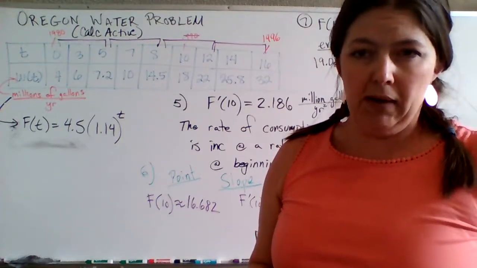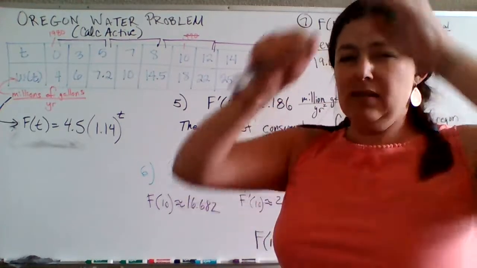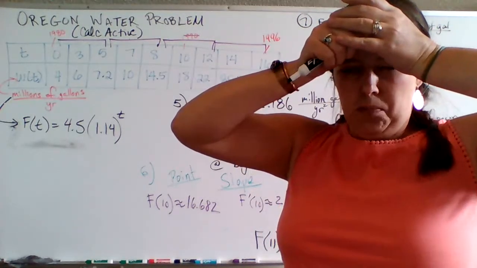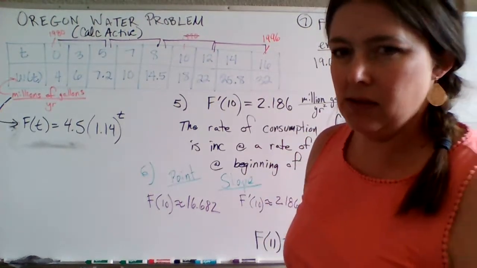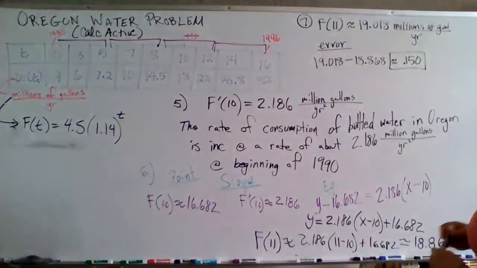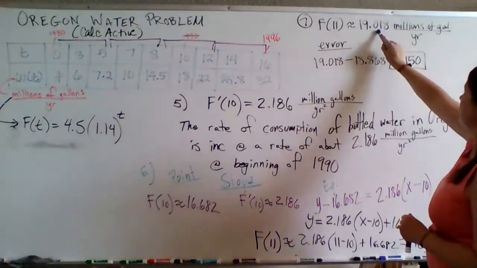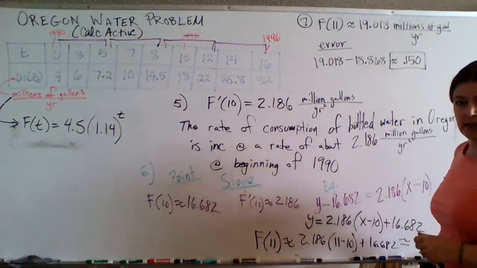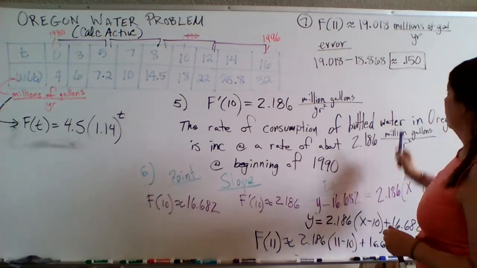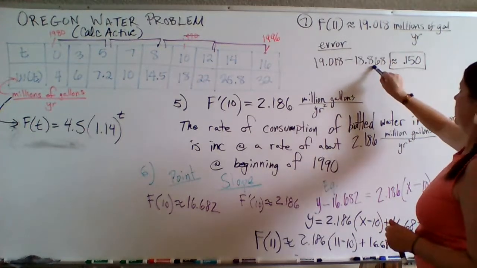What can you conclude about f double prime of 11? This is where it kind of messes with your head, but I think if you draw a picture, you can kind of get there. So let's think about this. The actual value of f of 11, in millions of gallons per year, was 19.081, and the approximation that we got from our tangent line was 18.868. So our actual value was bigger than our approximate value.